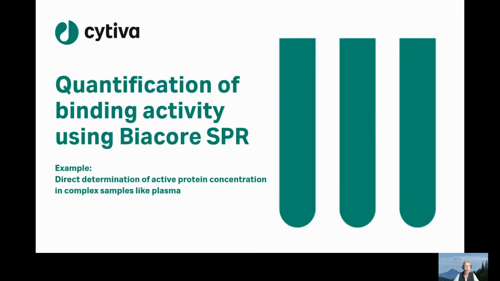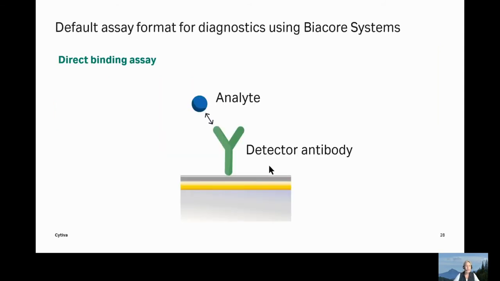Now I will show you how Biacore can be used for quantification of binding activity. In the first example, you will see how a direct determination of active protein concentration in complex samples like plasma could look like. The default assay format for diagnostics using Biacore systems is in most cases a direct binding assay. So here you see the detector antibody immobilized on the sensor chip surface. The sample containing the analyte is passing over that surface and binding to the detector can then be measured.